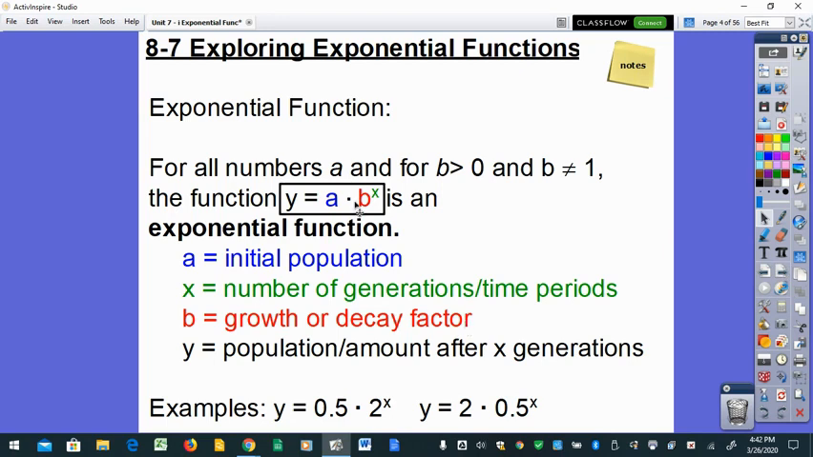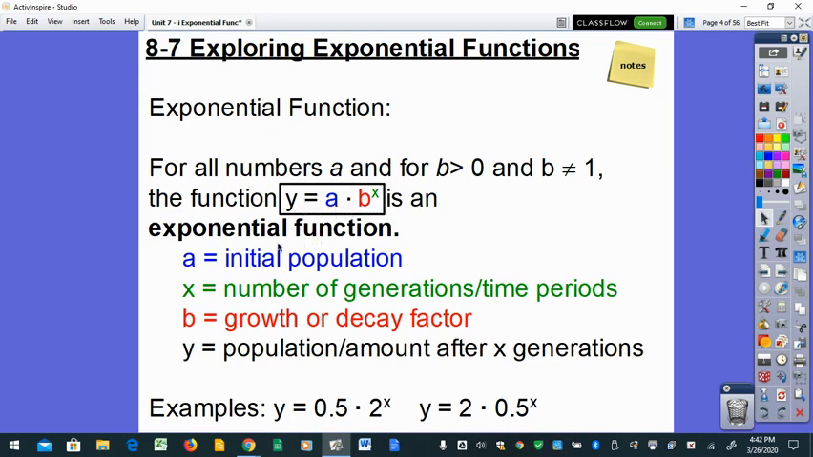So let's go back and just remember kind of what we talked about with an exponential function. And this kind of idea was actually in our very first unit where we talked about geometric sequences. And we, in that unit, talked about exponential growth and decay. This is our basic exponential function right here.